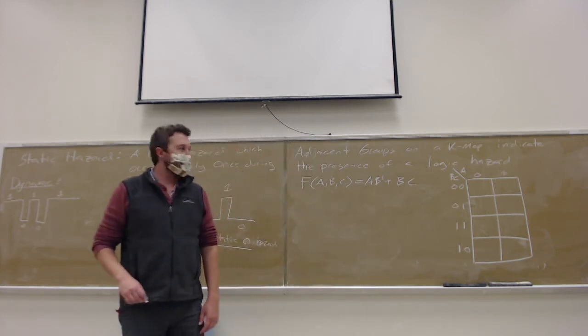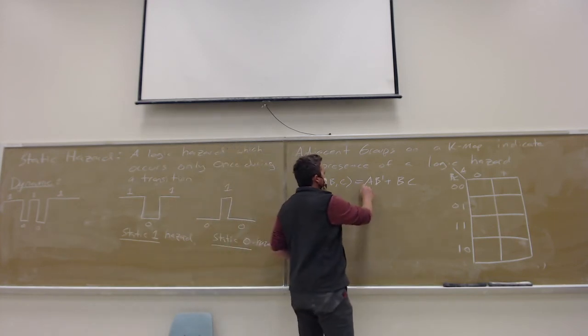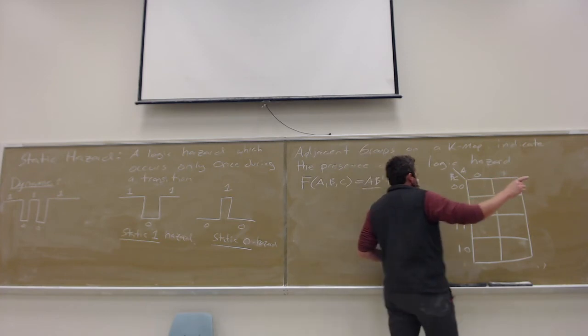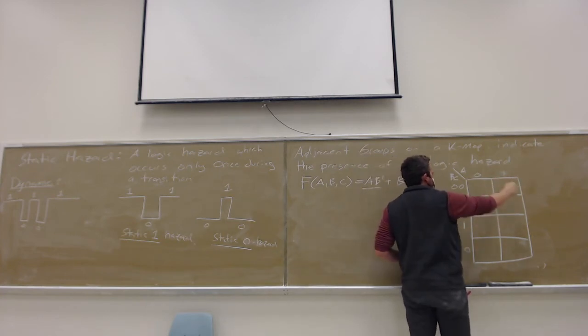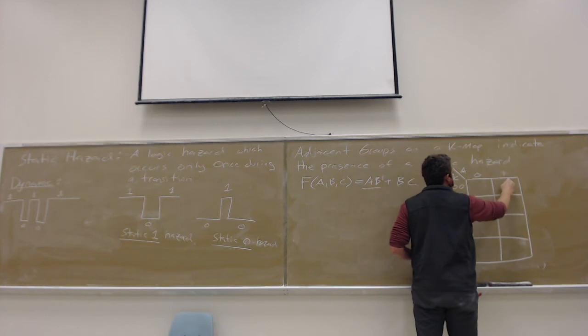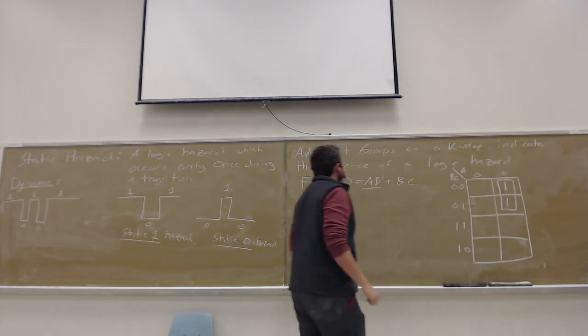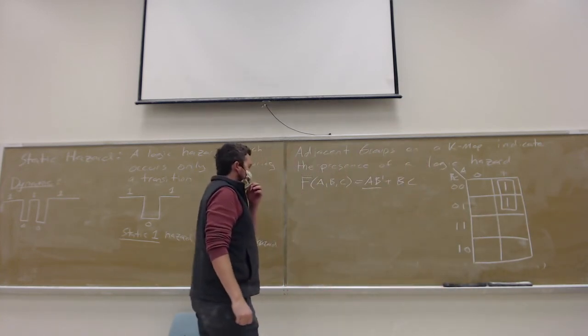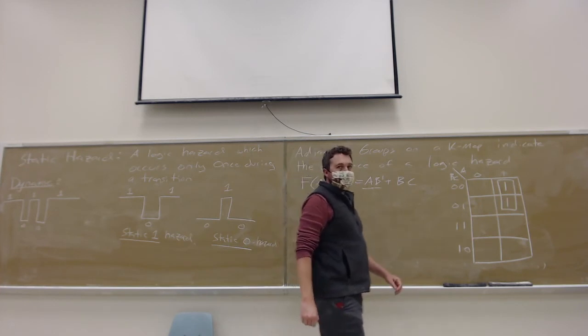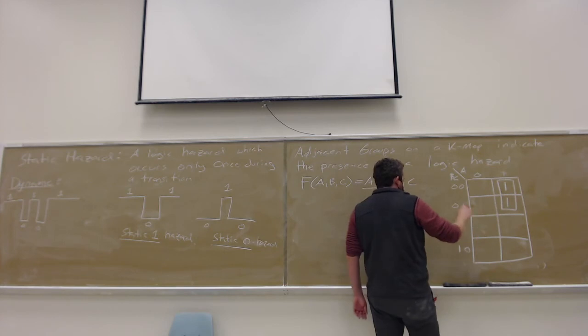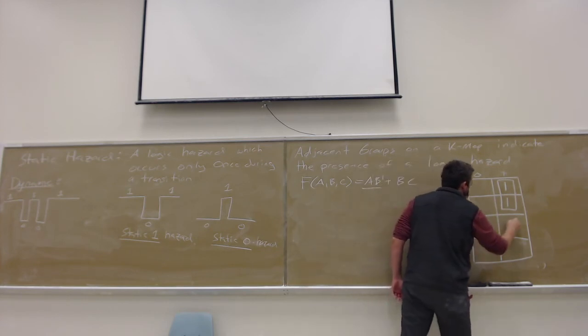A and B prime, yeah, that's 5 and 6. What's this one? 4. Oh, 4 and 5, right? So we have a group there. And what about B and C? That's 2 and 7. 3 and 7. Oh yeah, I forgot about that.